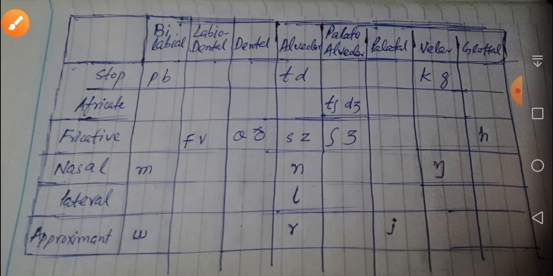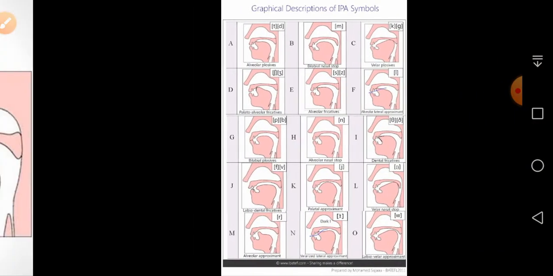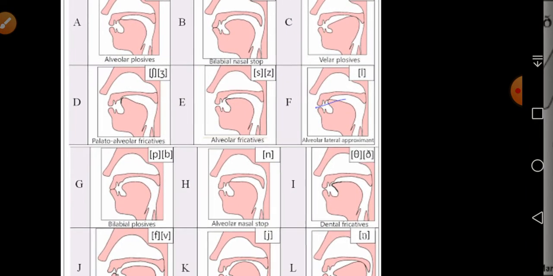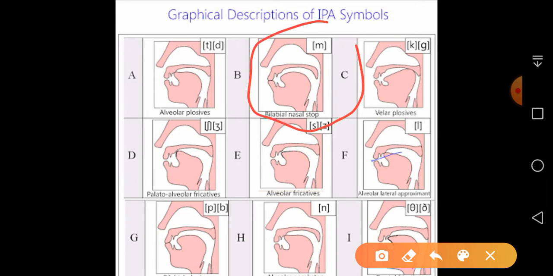Now let me take you to the picture so that we can have a picture. As you can see here, this is the picture representing this sound. The letter is pronounced as M, but the sound is pronounced as M. We bring both the lips together. Let me illustrate it for you. Look at this place. Both the lips are together, and what happens?